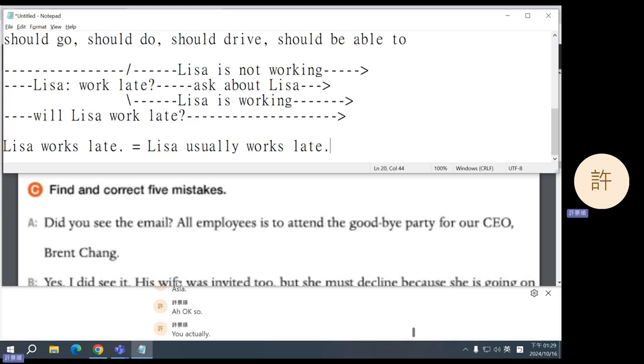Okay, we're going to talk about this today, but the answer here is all employees are to attend, or I guess you can also say have to attend, the goodbye party for our CEO. There's a slight difference, and we'll talk about it later today, but have to, you know, right? You must. Are to means you are scheduled to, you are expected to. Are to is the better answer, but have to is also fine.